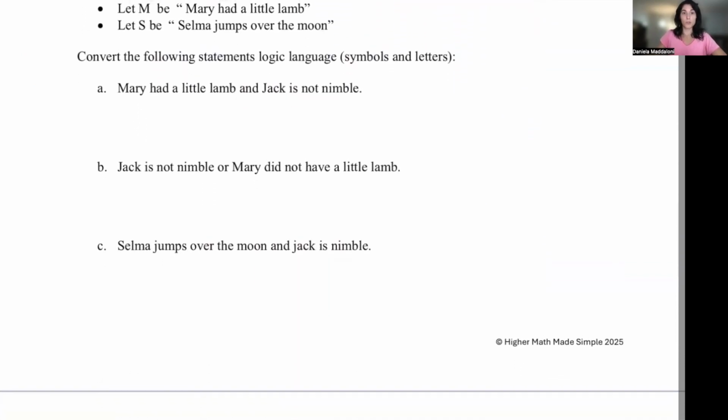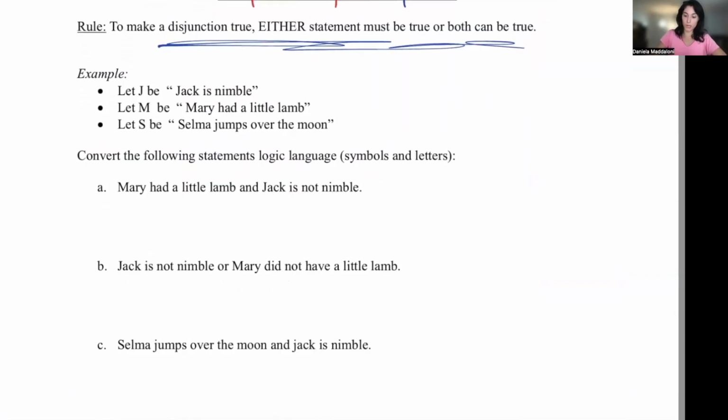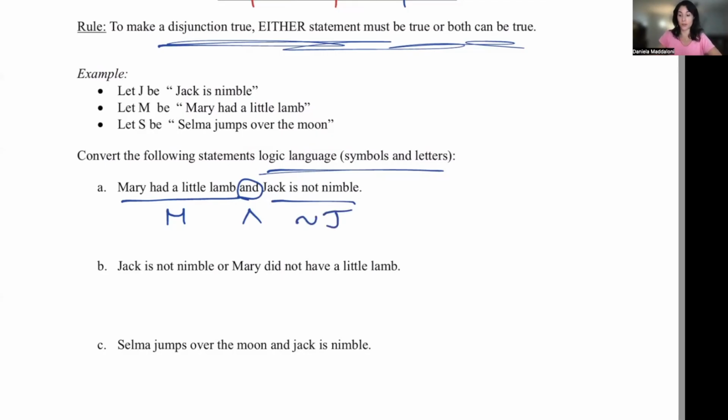So let's look at an example. J represents Jack is nimble, M is Mary had a little lamb, and S is Selma jumps over the moon. We're going to convert the English sentences to logic language, in other words, symbols and letters. So this is Mary had a little lamb, that's M, and then the caret symbol. And then Jack is not nimble. J is Jack is nimble, so I put squiggly J for Jack is not nimble. That's all that we're doing.